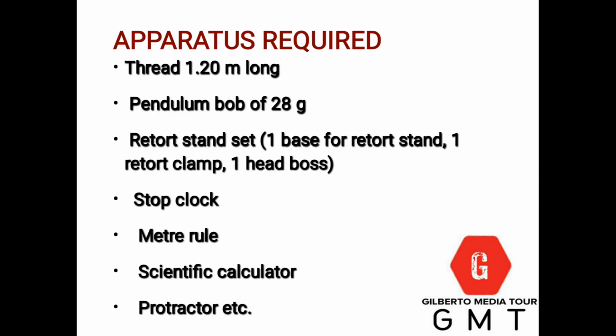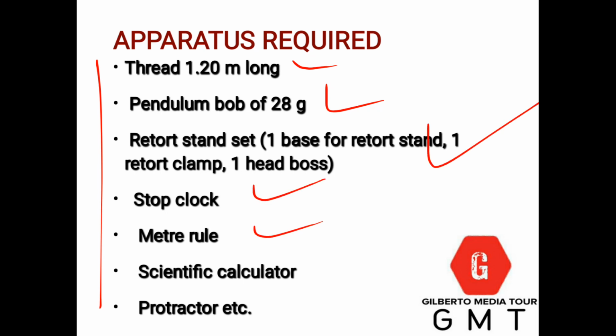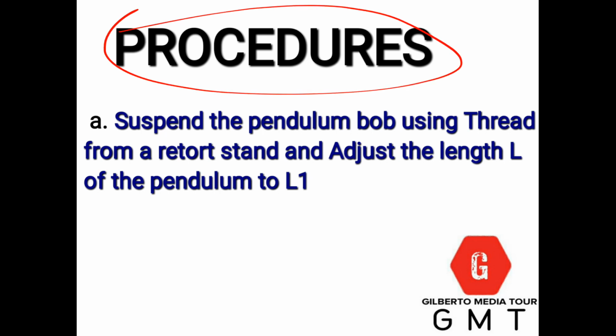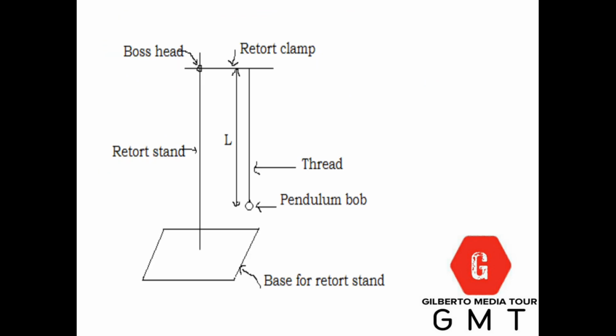Firstly, we have different materials. We can have thread, a pendulum bob, a little stand, a stopwatch, a metal rule, a scientific calculator because we need to do some calculations, and even a protractor. After having these materials, you can start with the procedures. The first procedure is to suspend the pendulum bob using thread from a little stand and adjust the length of the pendulum.